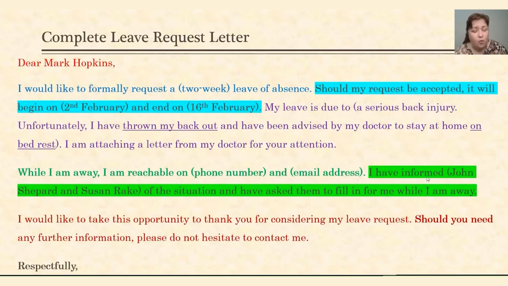I have informed John Shepherd and Susan Rake, the names of my colleagues, of the situation. So these two people know the situation. They know the problem with my back and have asked them to fill in for me while I am away. So these two people, John and Susan, will do my jobs while I am away, while I'm on leave.